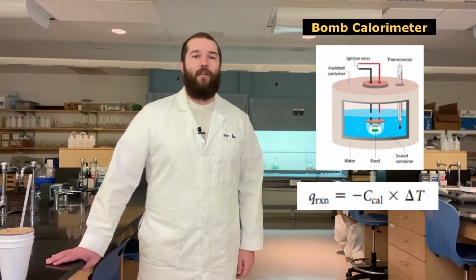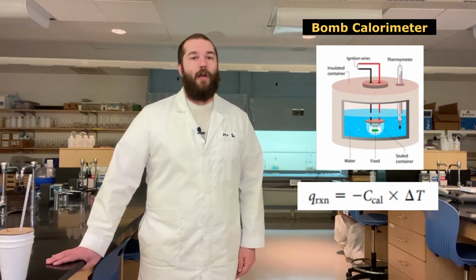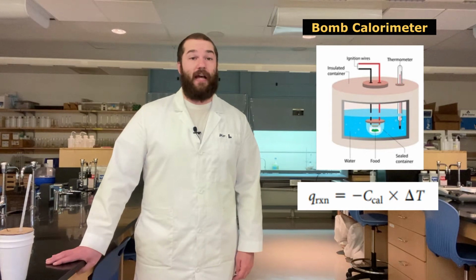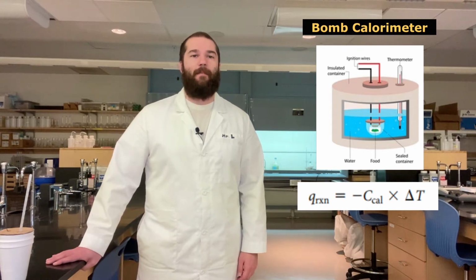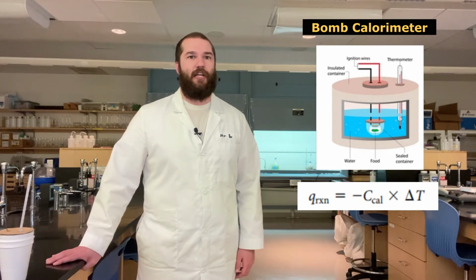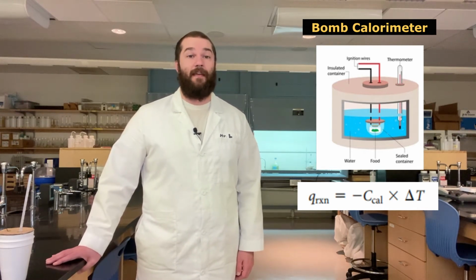So bomb calorimetry is going to have a different equation where the heat of reaction Q is going to be equal to negative heat capacity of the calorimeter. So each calorimeter is going to have its own unique heat capacity value times the delta T of that, so times the change in temperature. So Q equals negative C cal delta T.